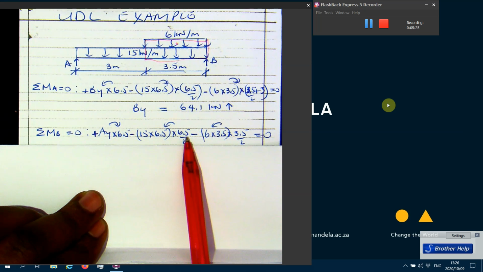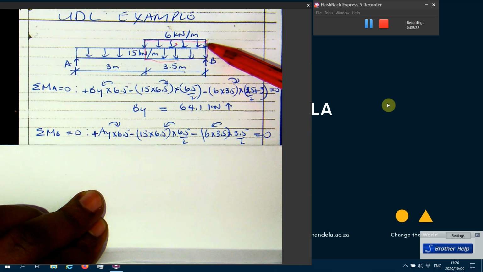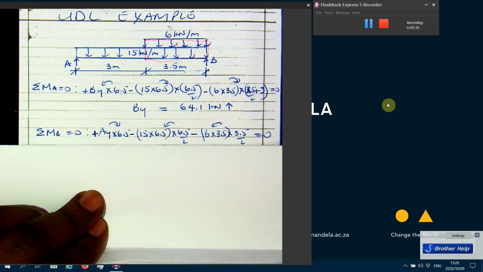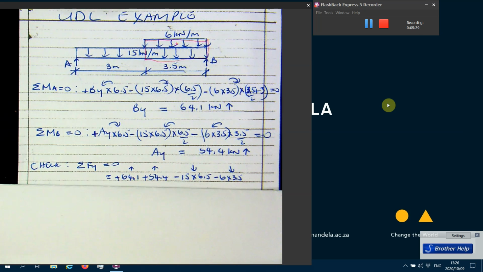Then I go to 6, which is the one on top. 6 times 3,5, the distance is from there to there, which is half of 3,5. Then what do you do after that? Then you check whether the sum of reactions adds up to the applied external forces. Always approach your uniformly distributed load like that.